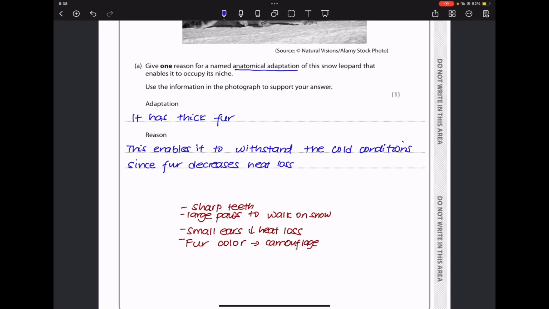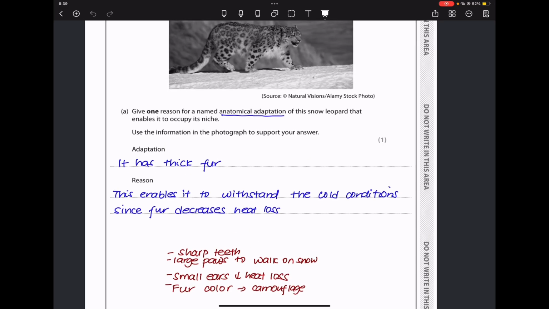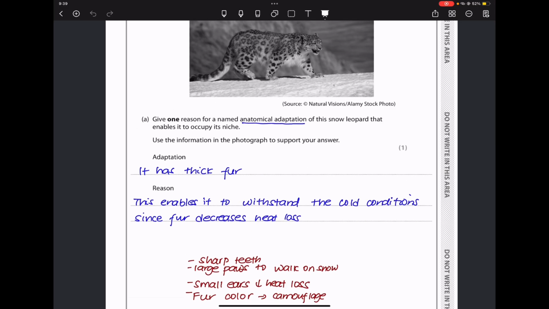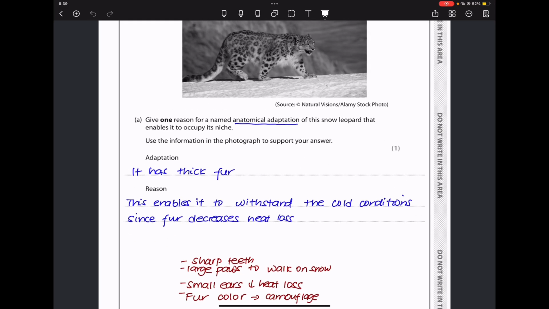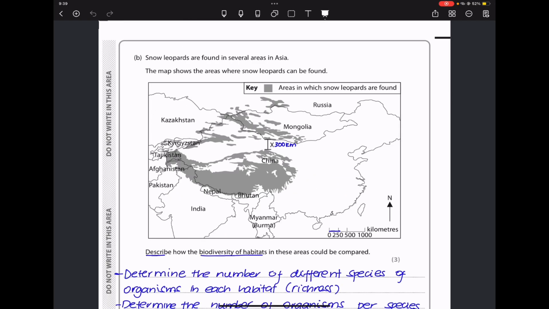Fur decreases heat loss. So the other parts, you could say it has sharp teeth. You could talk about the spots that it has. You could talk about the small ears. It has small ears and these decrease heat loss. You could talk about the camouflage on the fur color and so on. In part B, snow leopards are found in several areas in Asia. The map shows the areas where snow leopards can be found.